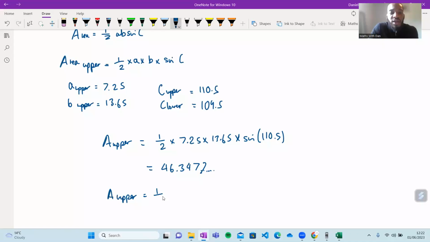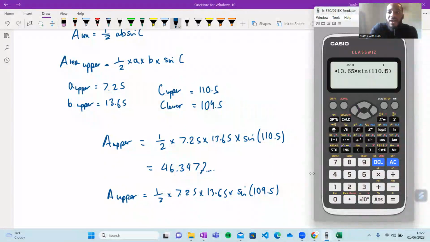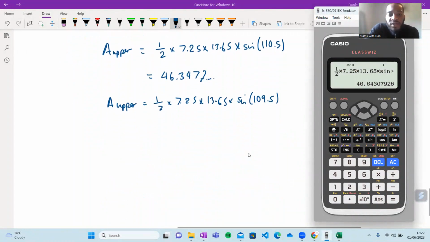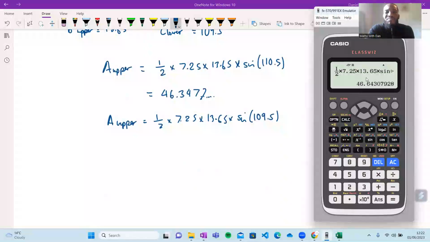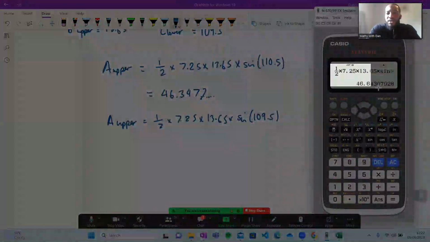This will just be 1/2 times 7.25 again times 13.65 times the sine of 109.5. Let's change it to 109.5 and see what happens. The numbers are very close, but this number is bigger though. Do we agree? When I use the lower bound for the angle, the number is larger. So which one is the correct answer? It can't be the first one. It has to be this one.